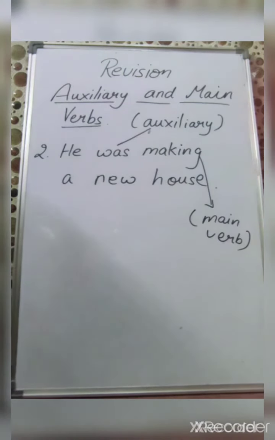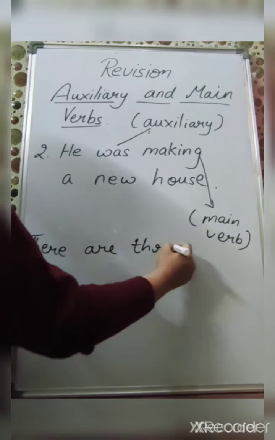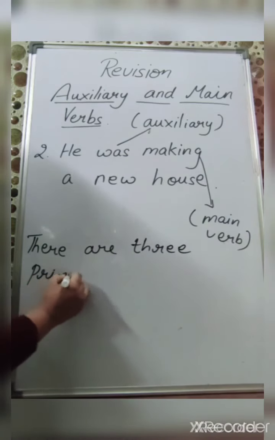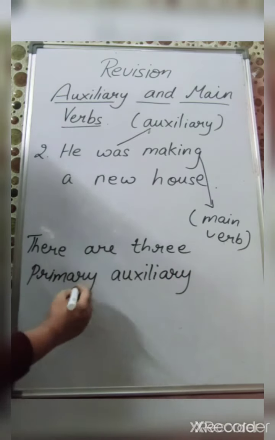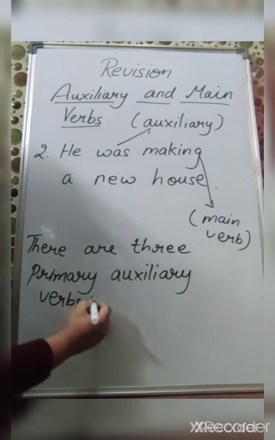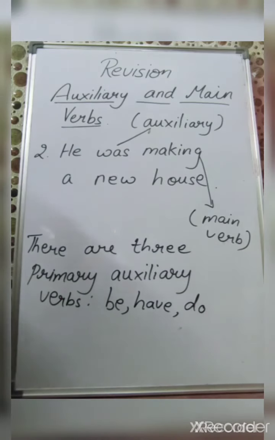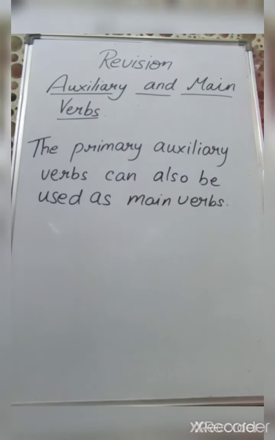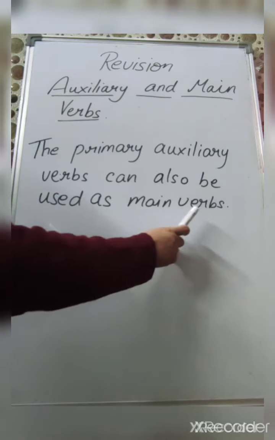So there are three primary auxiliary verbs: be, have, and do. I have briefly explained be, have, and do in my previous session. However, the primary auxiliary verbs can also be used as main verbs.